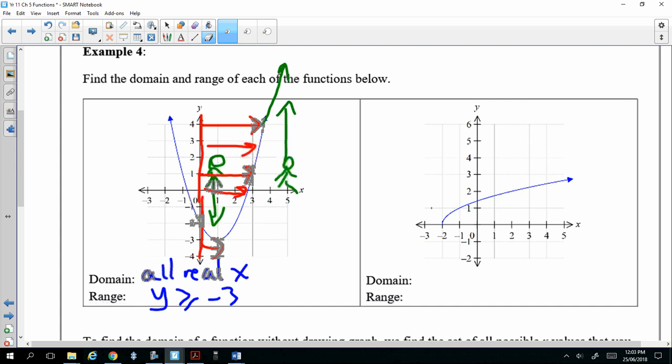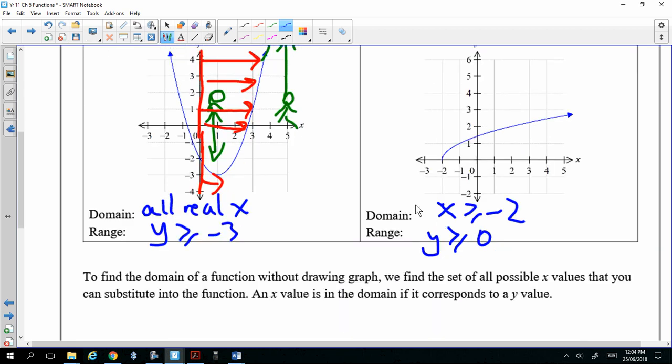All right, let's do the next one. How about the domain for the next question? What are the possible x values? Very good. That's the domain, greater than or equal to -2. How about the range? Range will be greater than 0. Remember, with the equal to. All right, pretty easy. Okay, good. Now we know how to get domain and range from the graph.